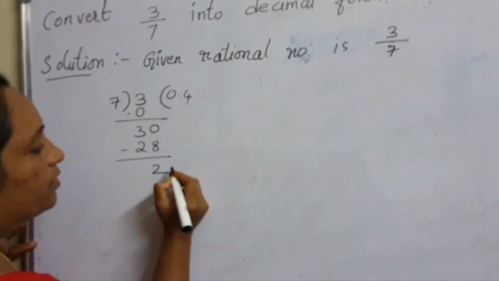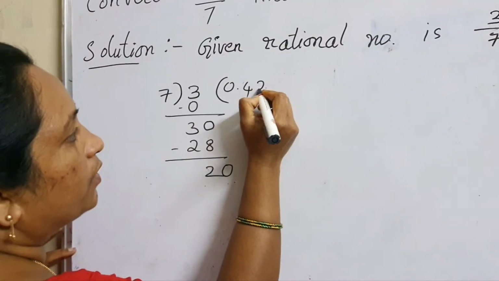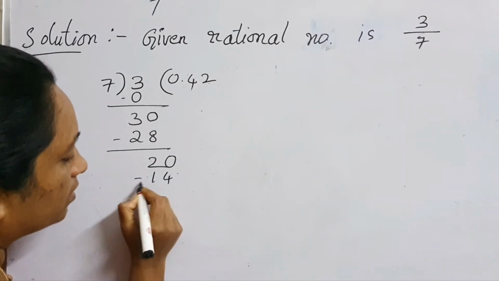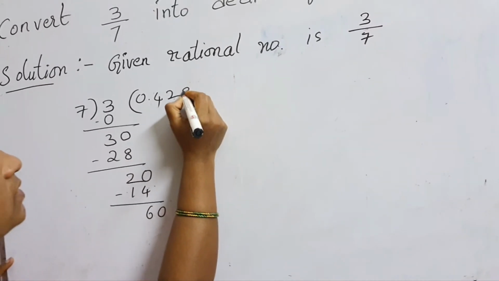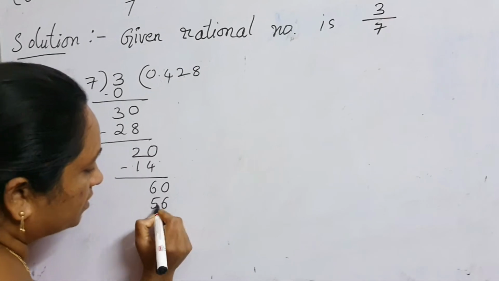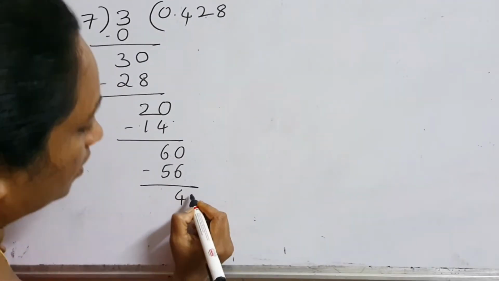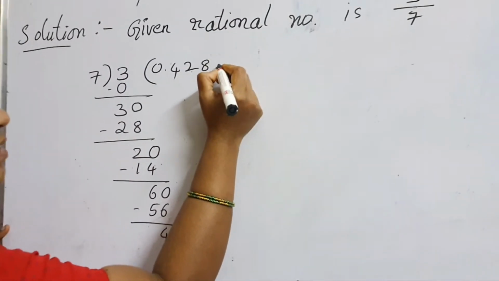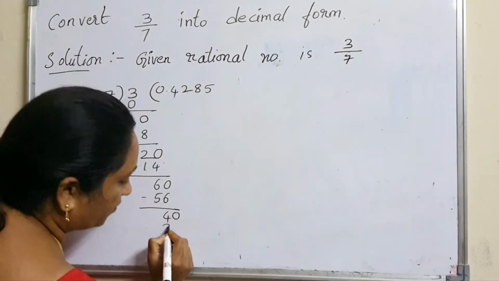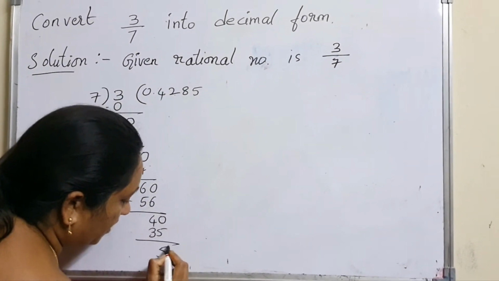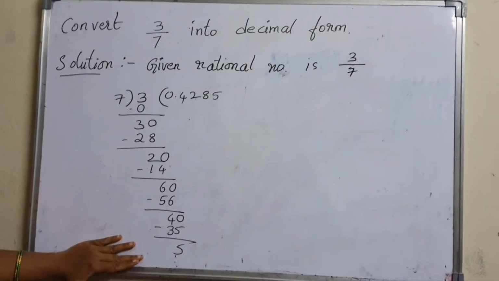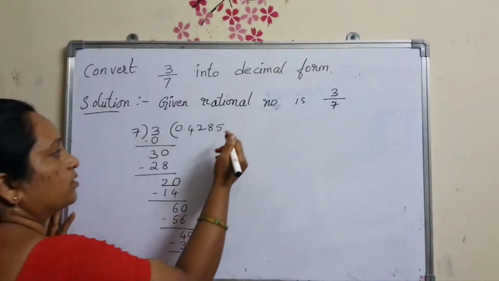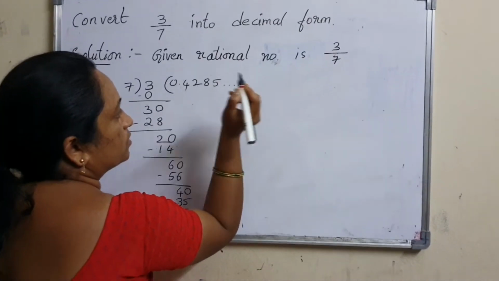And because you have a decimal, you can take 0 here. 7 twos are 14. After subtraction, you will get 60. Again, 7 eights are 56, minus, 4. Next 7 fives are 35. So like this the process of division is continuing. That means it is not stopping. So here this goes on.